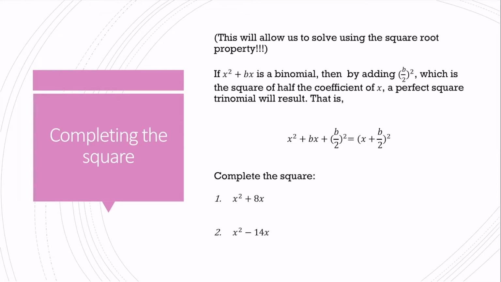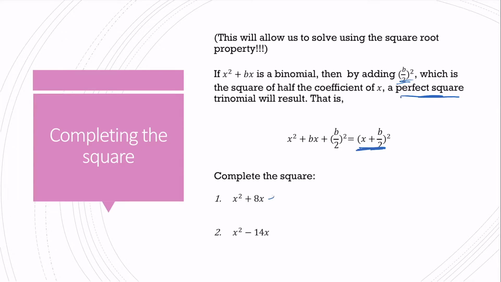All right, so let's talk about completing the square. If I have a binomial of the form x squared plus bx, and I add b divided by 2 squared, then this polynomial will factor into a perfect square, okay? So let's say I have x squared plus bx. It's going to factor to x plus b over 2 squared.